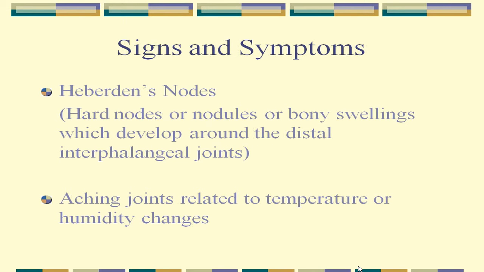The proximal interphalangeal joints are referred to as Bouchard's nodes. And so the person is going to complain of aching joints related to temperature or humidity changes. And now, how many of us have heard that? It's cold, it's raining, the arthritis is acting up. Okay?